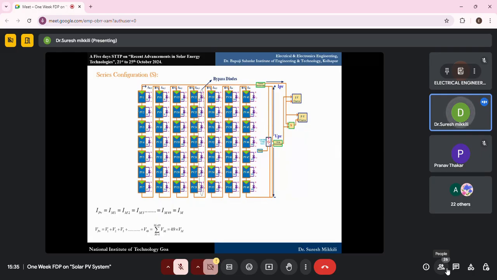When it comes to voltages, the voltage across the PV, VPV, will be the summation of the voltages of all the modules. Power will be the multiplication of VPV into IPV. This is 49 Vm into Im.